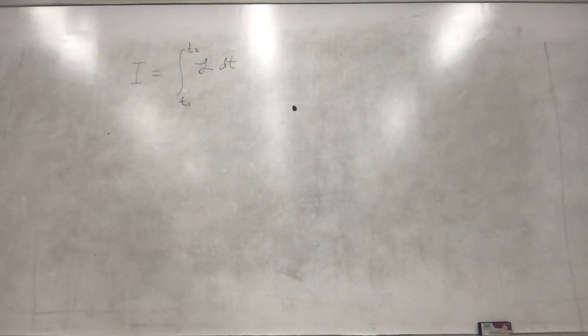And what we mentioned is that Hamilton's principle states that the motion of a system from t1 to t2, with this integral as the action and the Lagrangian as the kinetic minus the potential, has a stationary value for the actual path of motion.